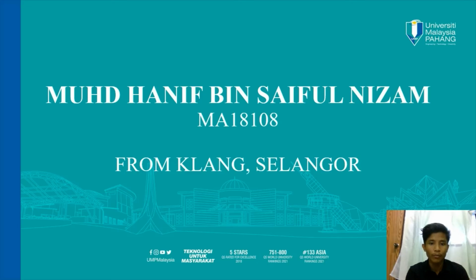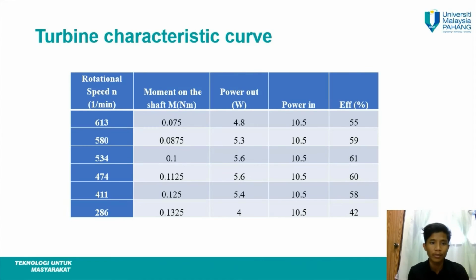Today I will continue from my part, which is the result and definition for the experiment. The first result that we get is a table of data about the turbine characteristics curve. In this table, we get rotational speed, torque in Newton meter, moment on the shaft, power output in watt, power input, and also the percentage of efficiency.